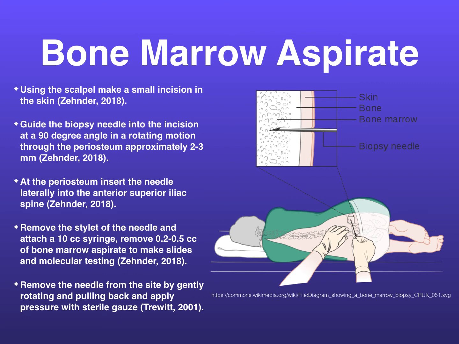Collect the amount needed to perform all the testing ordered on the specimen, and then reinsert the stylet and remove the needle using the same twisting motion. After the needle is removed, apply pressure to the site using sterile gauze.